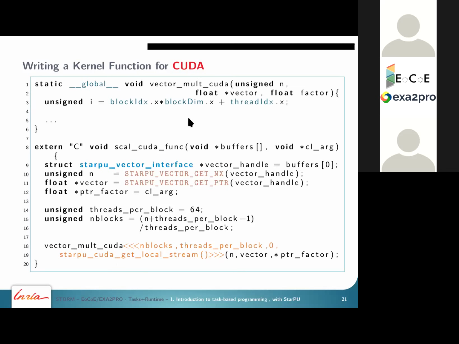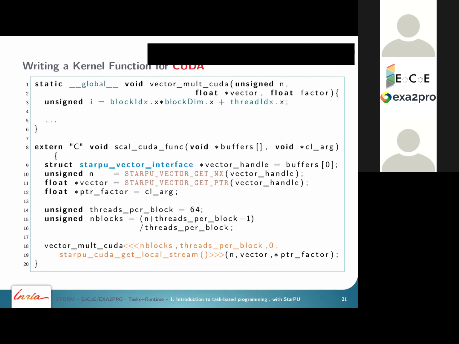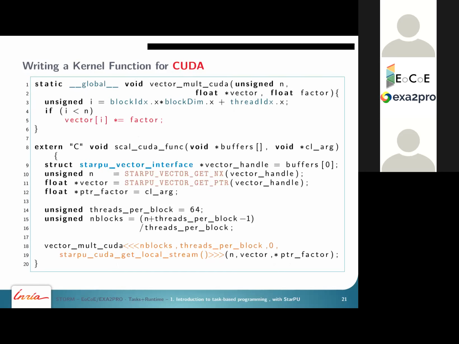And then you have the actual implementation, which is simple CUDA code that just takes the parameters that we have provided. So we have provided the vector and the scaling factor. You have the pointer inside the GPU memory and the factor, and then you can simply loop over it to multiply the vector. So that's it for CUDA.